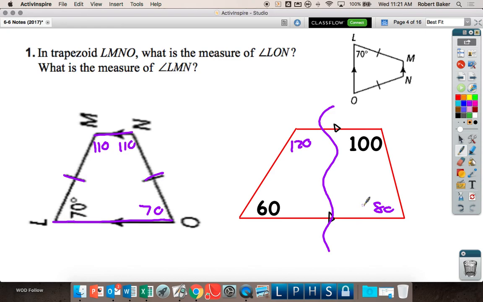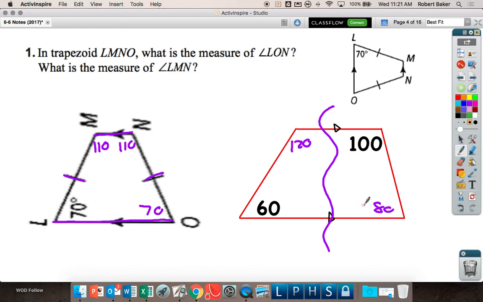Okay, we did it. 2 shapes down. Here's our last shape. The last shape of the unit, the last shape of the year. You ready? I'm not ready. Okay.